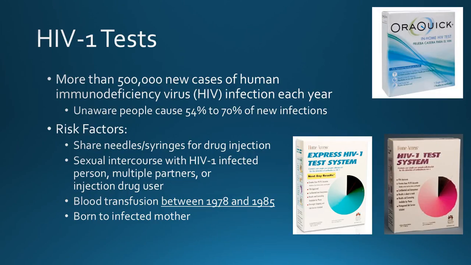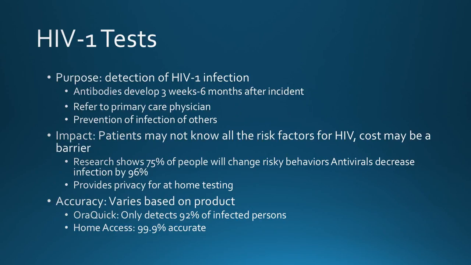Several of these risk factors are similar to hepatitis C, so sharing needles or syringes, sexual intercourse with an infected person, or being born to an infected mother are some of the most common ones. Your cost is going to vary greatly among the three. It can be about $40 up to about $80. For the purpose of these tests, obviously you're trying to detect HIV.